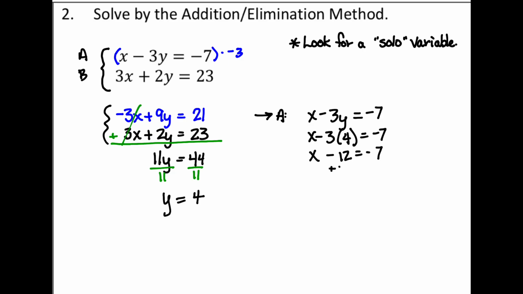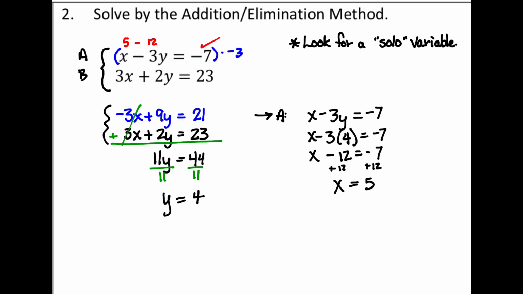Now we're going to add 12 to both sides. So I get x equals 5. Okay, now so far, the red part that I've been doing for you, I've just written out the entire thing. Another way of doing that is taking your values and plugging them in like this. So x is 5, and then minus 3 times y, so 3 times 4 is 12, and that is negative 7, right? So that works.